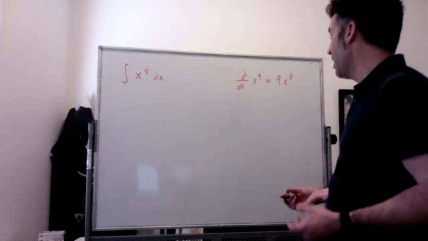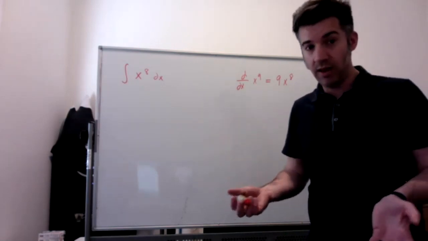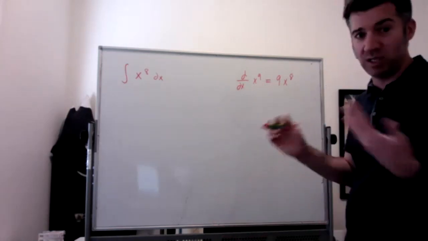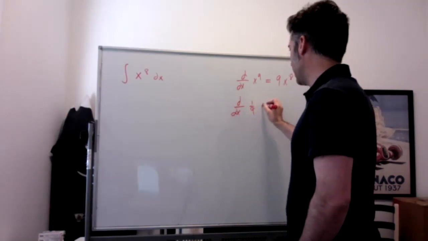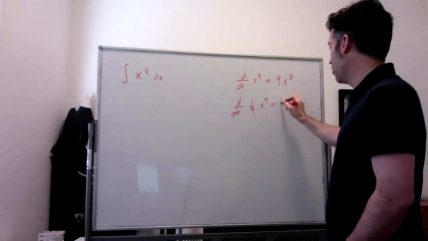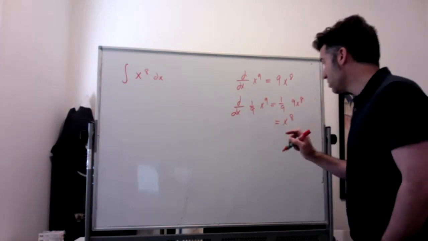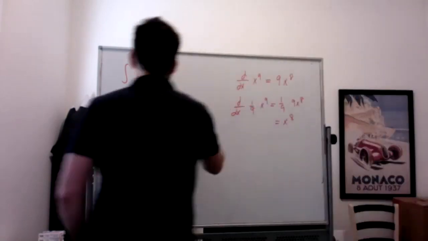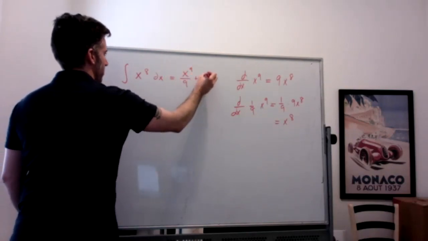Right, I could totally divide by 9. And here's the thing. Dividing by a constant, or you could also say we could multiply by 1/9, doesn't change the process. So I can say the derivative of 1/9 times x to the 9th is 1/9 times the derivative of x to the 9th, which is 1/9 times 9x to the 8th, which is x to the 8th. So the derivative of 1/9 x to the 9th is in fact x to the 8th. So the antiderivative of x to the 8th is in fact x to the 9th divided by 9 plus a constant.